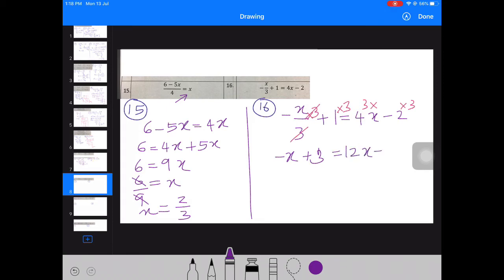12x minus 6. Then we group the like terms. So 3 plus 6 equals to 12x plus x. So 13x equals to 9. So x equals to 9 over 13. Okay.